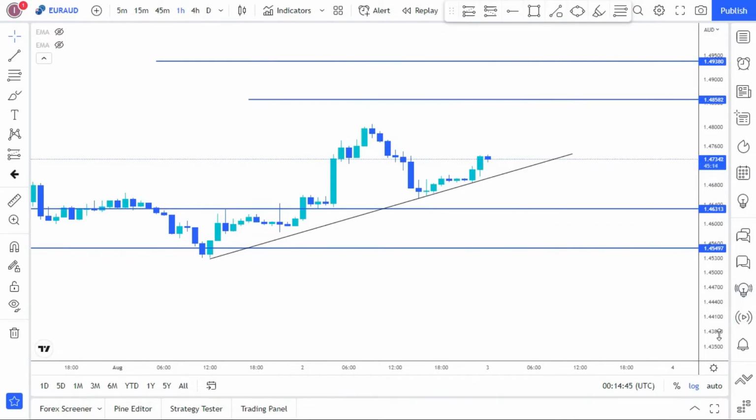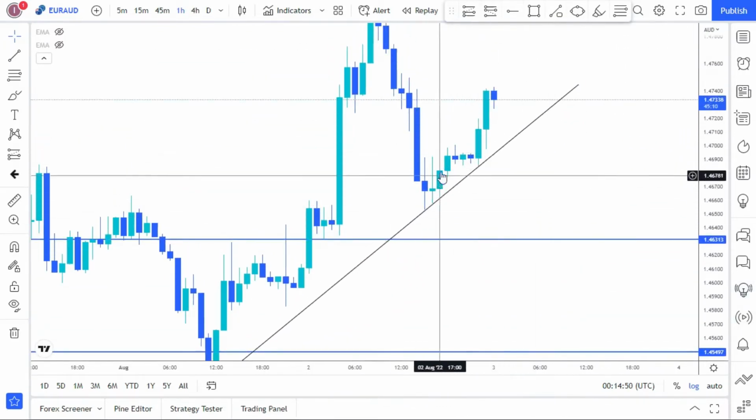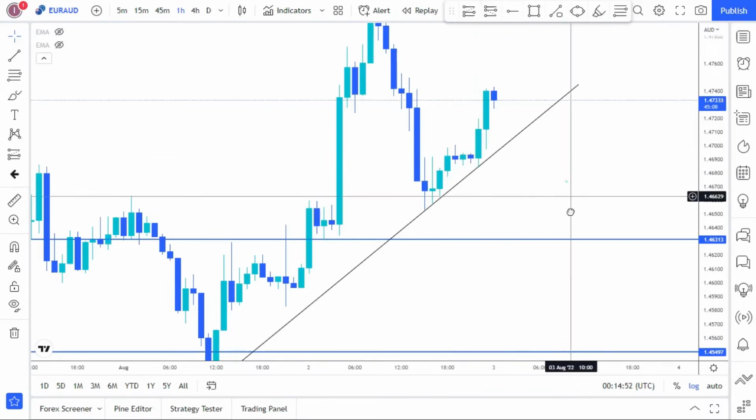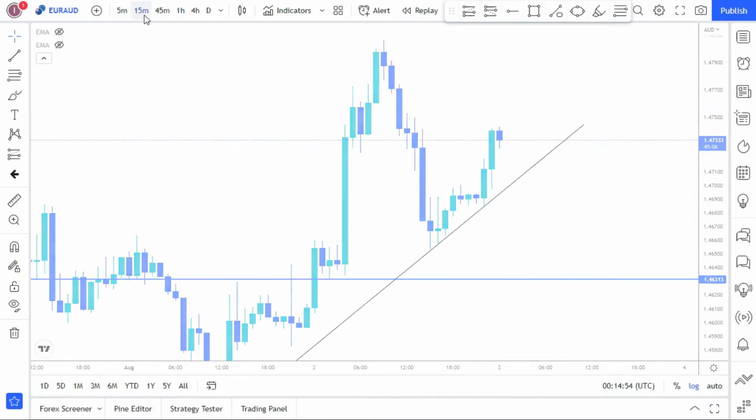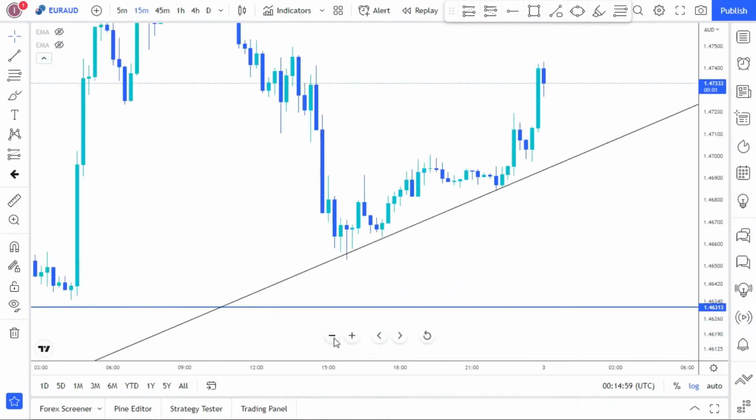We scale down to the 1 hour time frame. You see the market is giving us kind of a bullish momentum here. It's going to come down below this low here. So move down to the 15 minutes to have a clearer view.